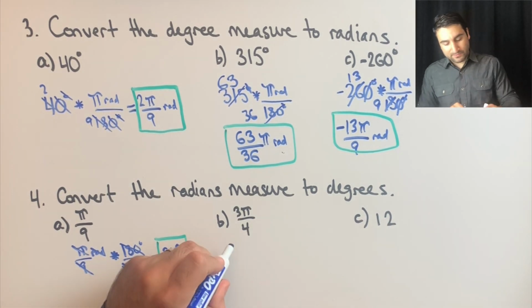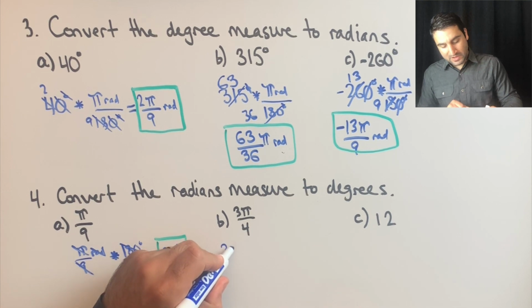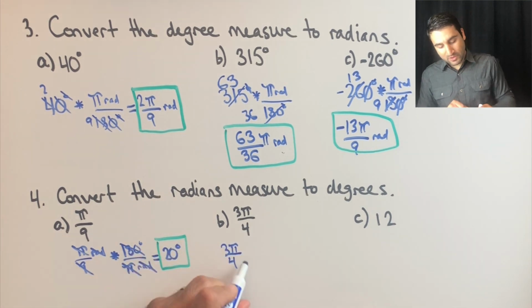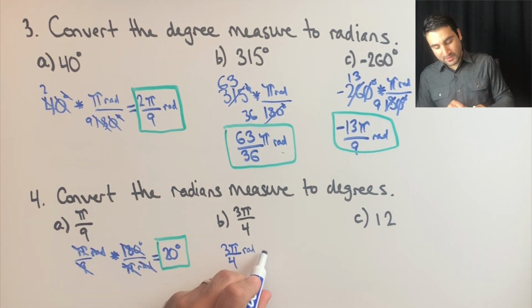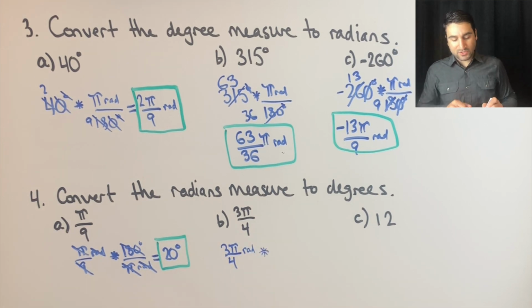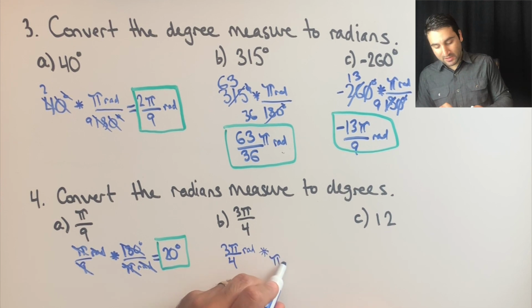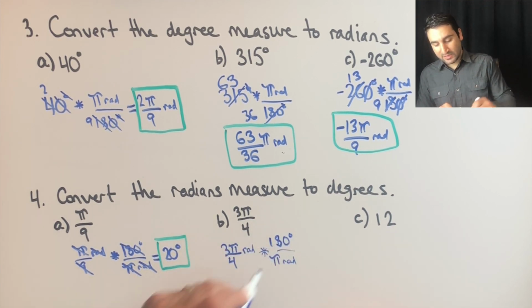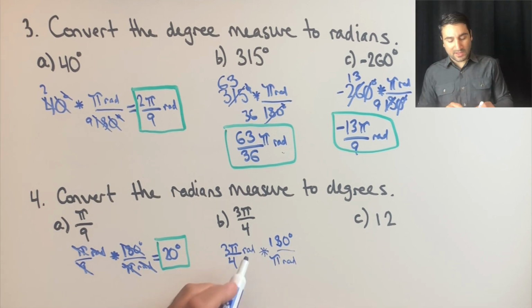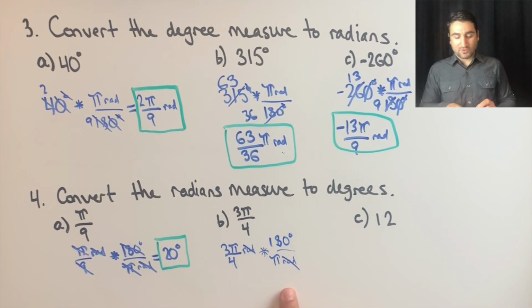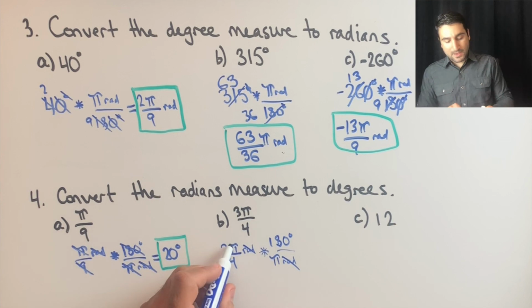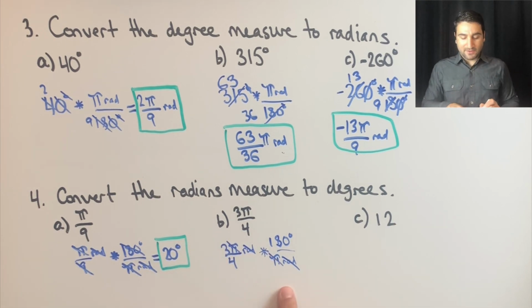So this is 3 pi over 4 radians times, we're going to multiply with radians on the bottom. So 180 degrees over pi radians. Okay, so we're going to cancel out what we can. The radian units cancel out. The pi's cancel out.